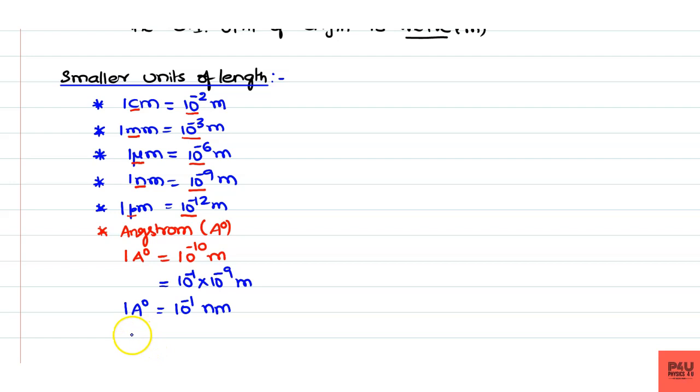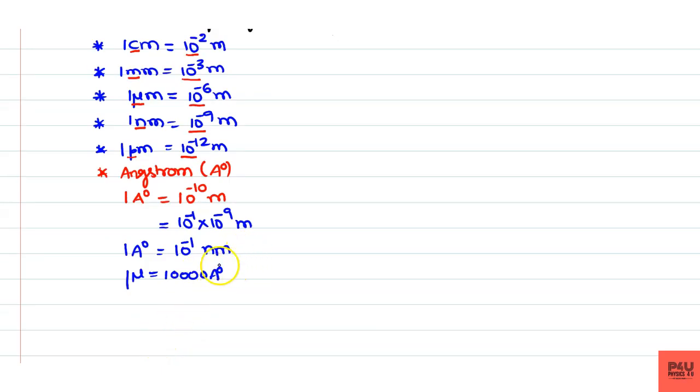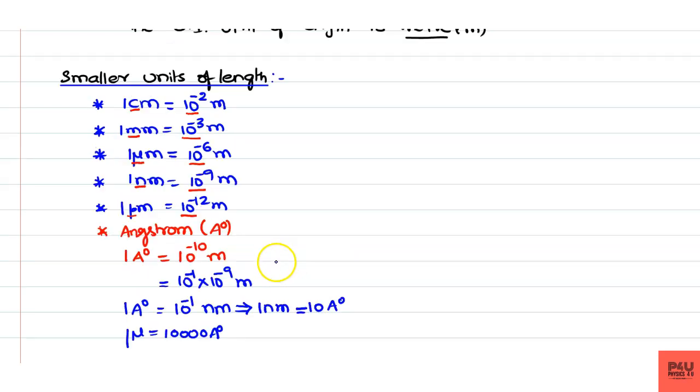Similarly, you can express 1 micron with the help of angstroms. 1 micron is equal to 10,000 angstroms. And from this we can write 1 nanometer is equal to 10 angstroms. Okay, so these are the smaller units of length.